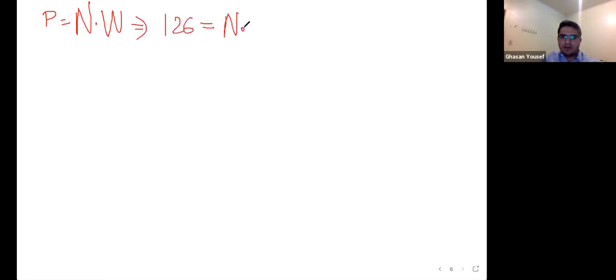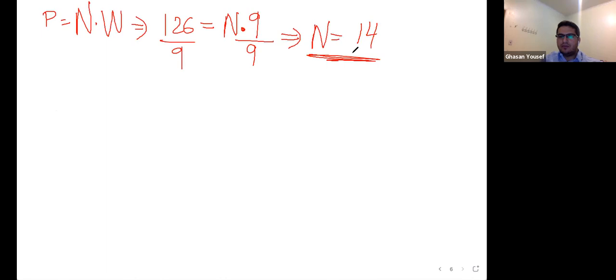So again, B equals N times W. So 126 equals N, I don't know how much N, times 9. So I divide by 9 for both sides. So it gives me N equals 14. So he needs to work 14 hours to get the 126 to buy the book.